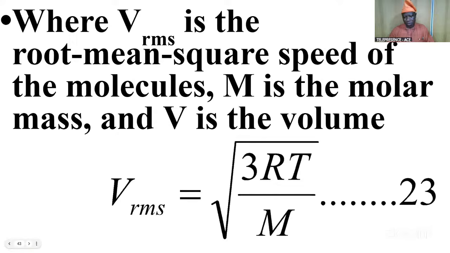And equally, you should be able to make T, the absolute temperature, the change of subject, by squaring both sides. The square root on the other side will go, and that gives you equation 23a. So take note of these three major points.